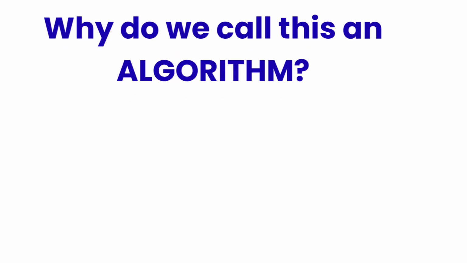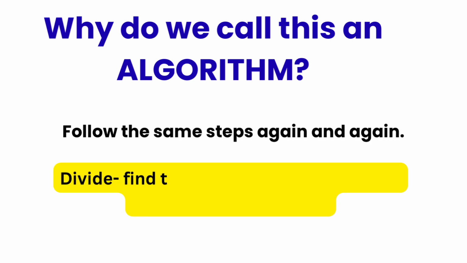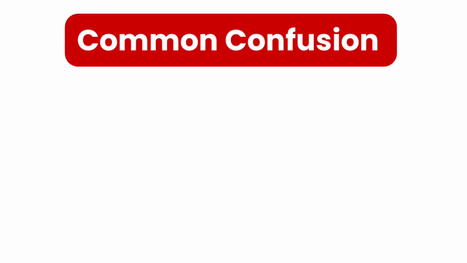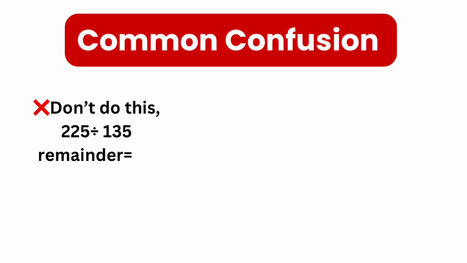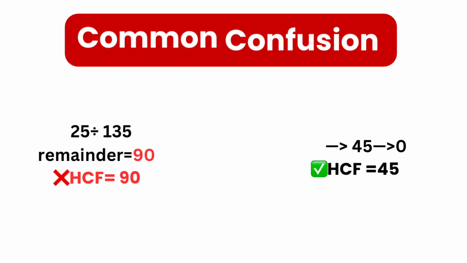So why do we call this an algorithm? Because we follow the same steps again and again. Divide, find the remainder, use that remainder for the next division and keep repeating. When the remainder becomes 0, the last non-zero remainder gives us the HCF. One very common mistake is to take the first remainder as the HCF. Remember, that is not correct. We have to continue the division until we get a remainder of 0. Only then we take the last non-zero remainder as the HCF.